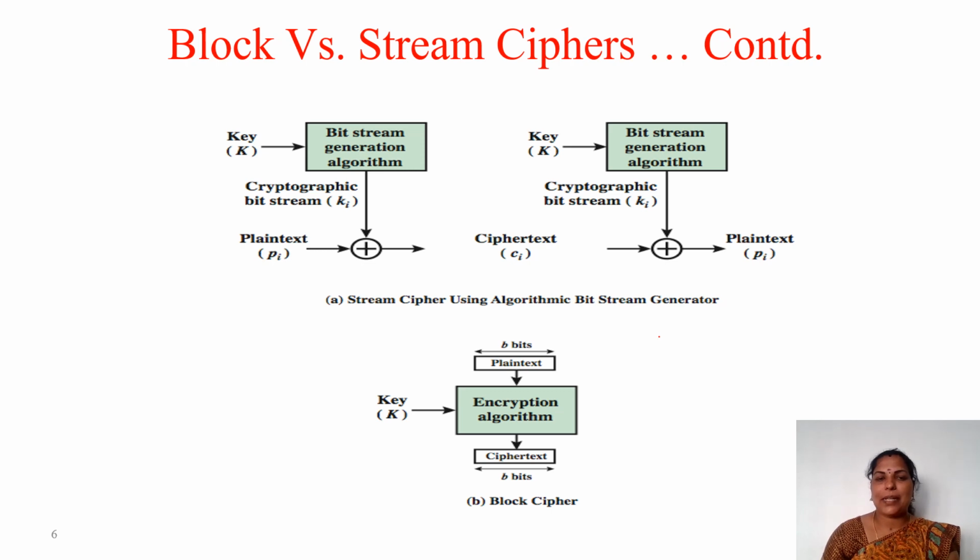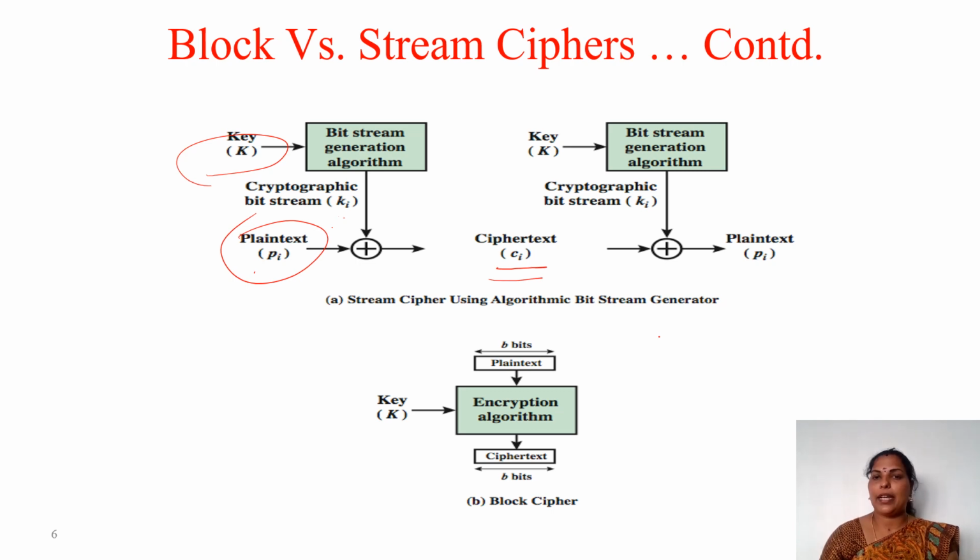This is the pictorial representation of block versus stream ciphers. Here you see that we have the stream cipher. We are processing one bit or one byte at a time. Here we have the plain text, then we have the key. The key is given to the bitstream generation algorithm, so that key ki is generated, and pi plus ki mod something we are performing. That is for Vigenere. For some other algorithms, a different encryption we are using. Pi plus ki mod 26, we get the ciphertext.